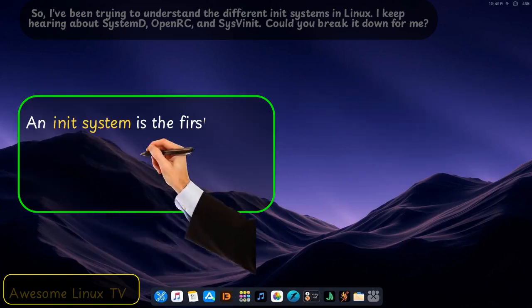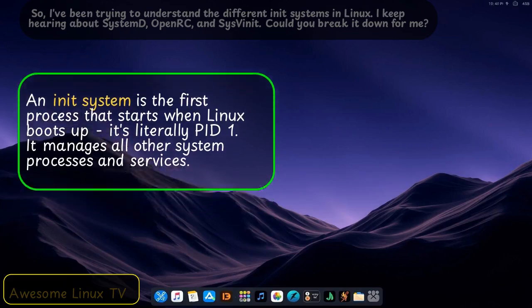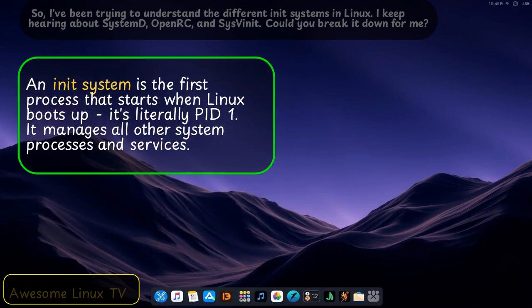An init system is the first process that starts when Linux boots up. It's literally PID one. It manages all other system processes and services.